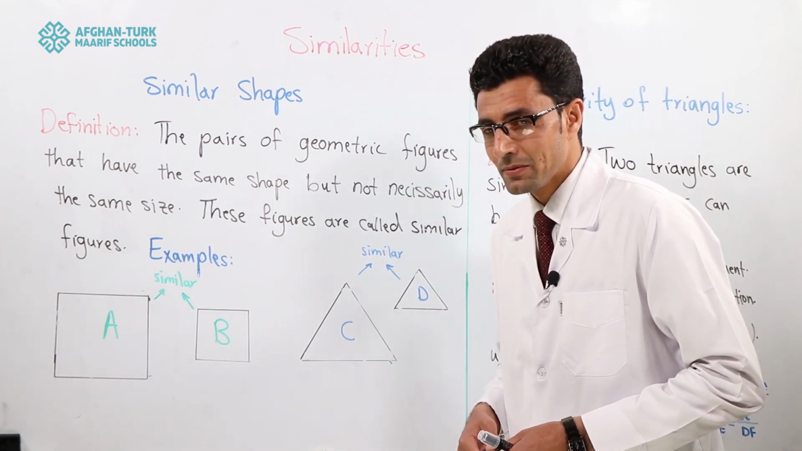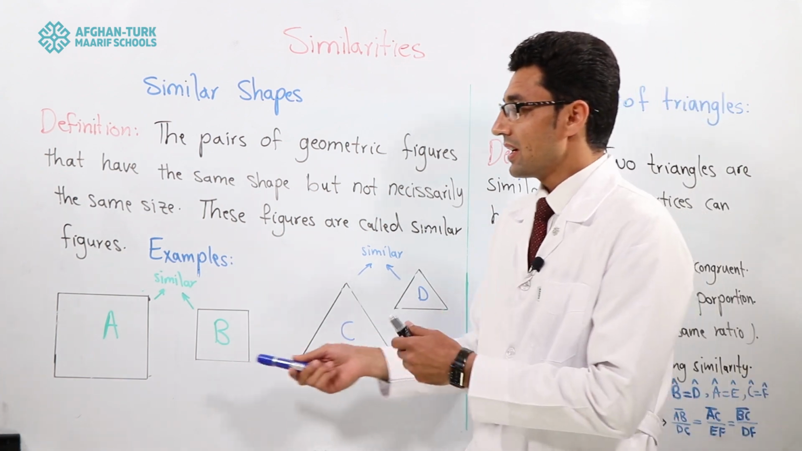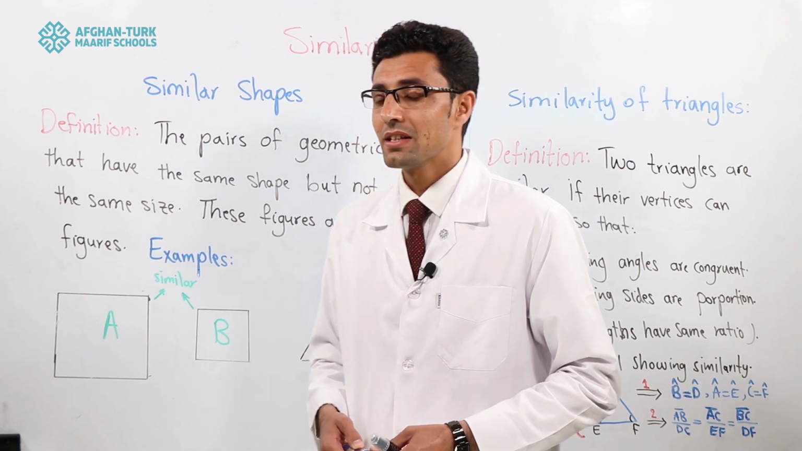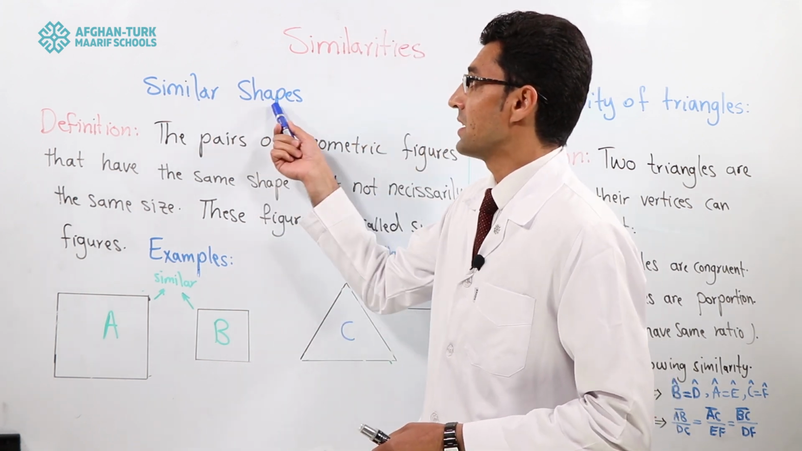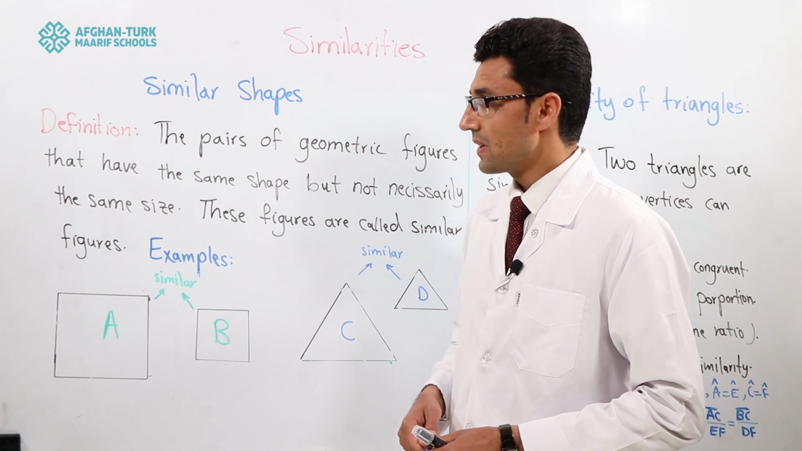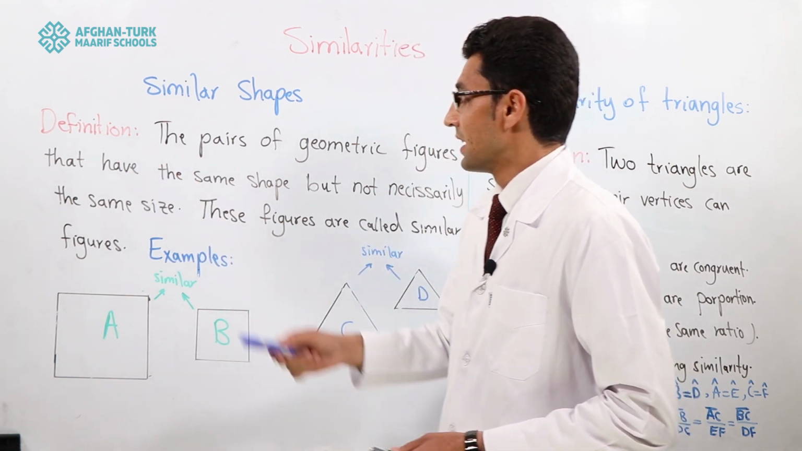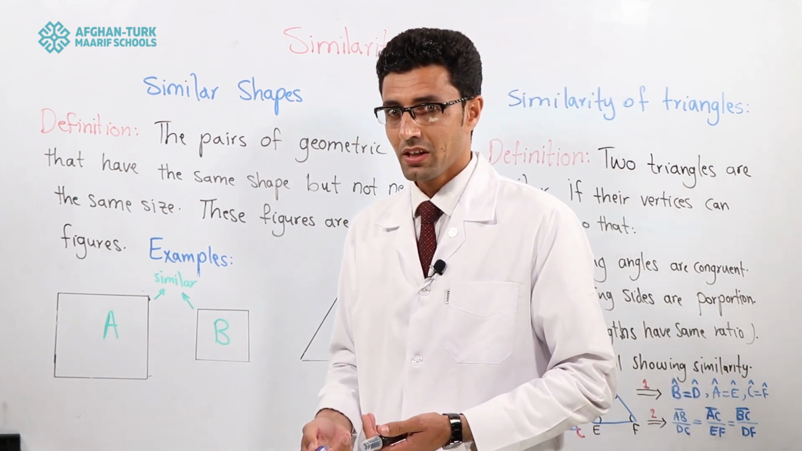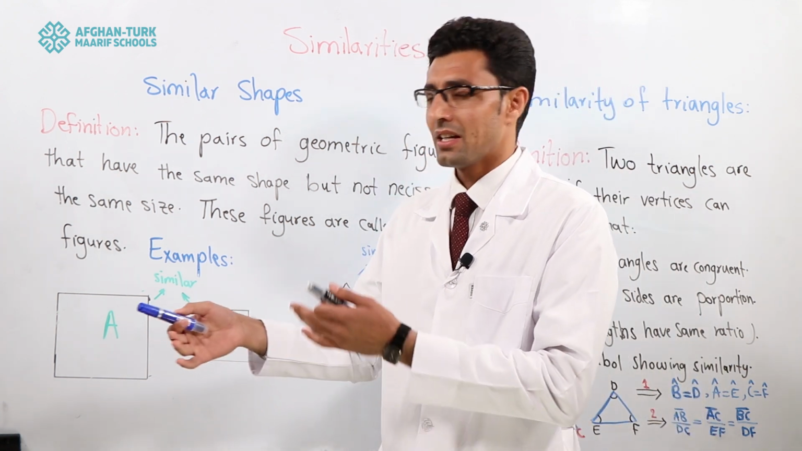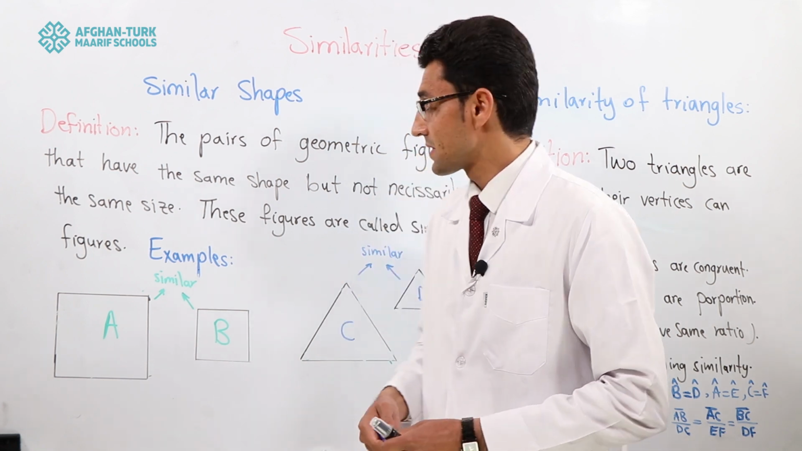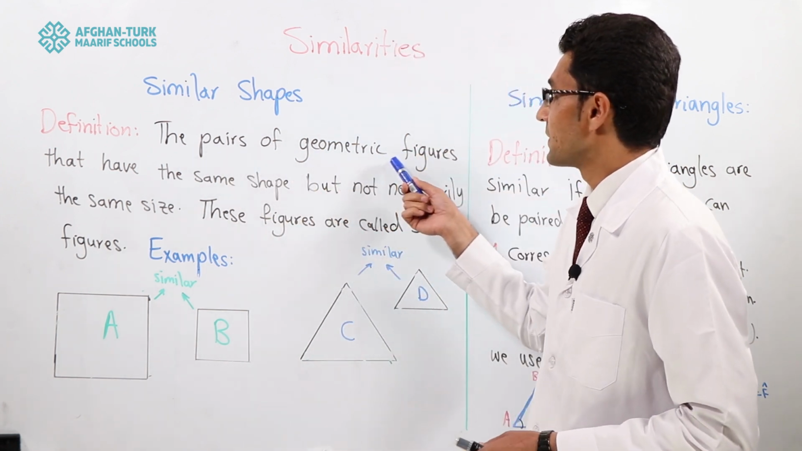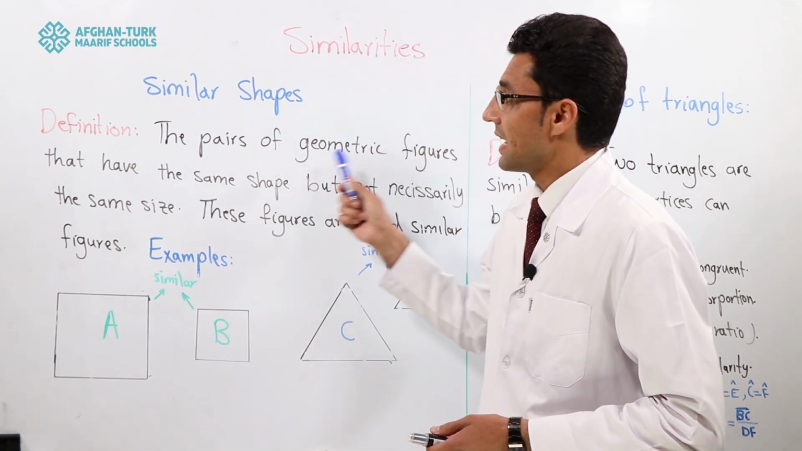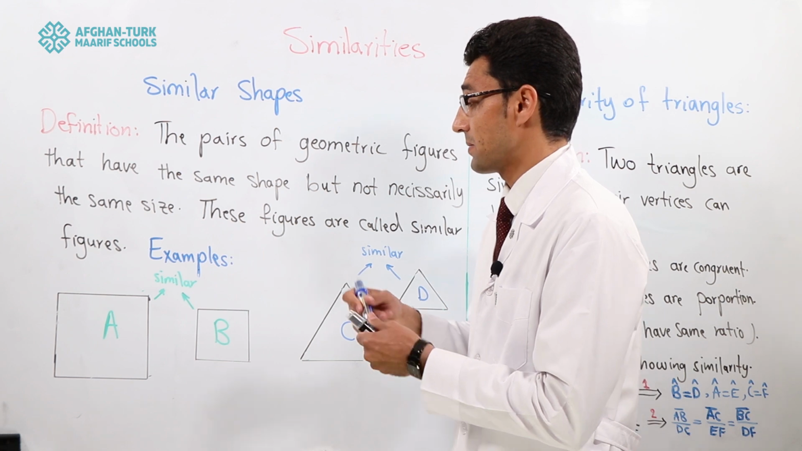Are they similar? Okay. In order to understand whether they are similar or not, let's start to read the definition of similar shapes. First, the definition: the pairs of geometric figures. You know geometrics. A square, triangle, and the others are geometric figures. The pairs of geometric figures. Pairs means two. That have the same shape.